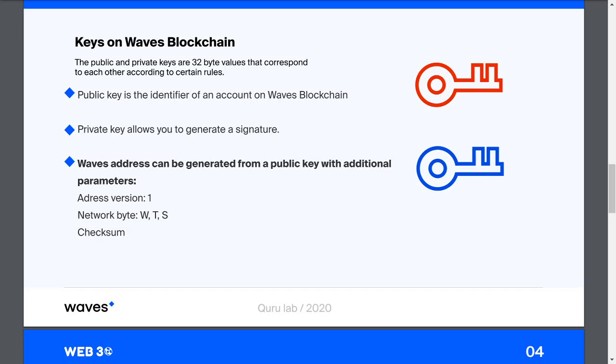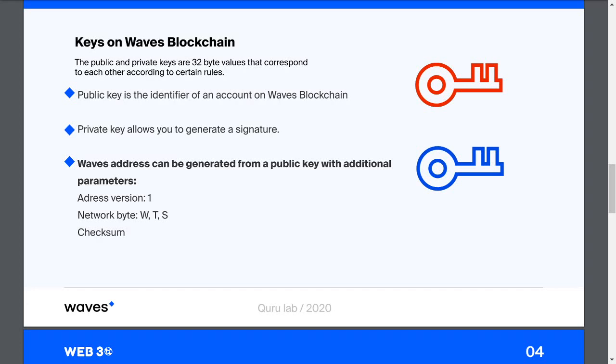And the Waves address can be generated from a public key with additional parameters, and those parameters include, one, an address version. Currently, there's only one address version on the Waves blockchain. Two, a network byte, and the network byte here, this is something very amazing about the Waves blockchain. The network byte on the Waves address is what makes the blockchain understand which network this account belongs to. Is it a mainnet account? Is it a testnet account, or is it a stagenet account?